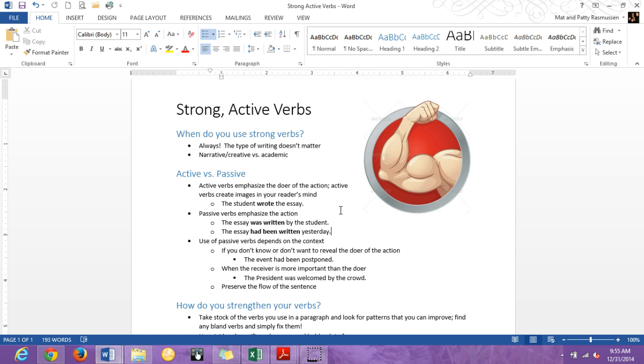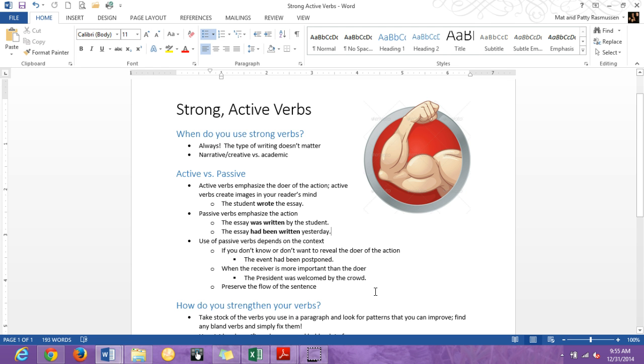Now, there are some times when you can use passive verbs appropriately. If you don't know or don't want to reveal the doer of the action, then you don't have to. So the event had been postponed. So here we don't know who postponed it, and perhaps the author did that on purpose, or perhaps the author doesn't know. But this would be an appropriate use of the passive voice.